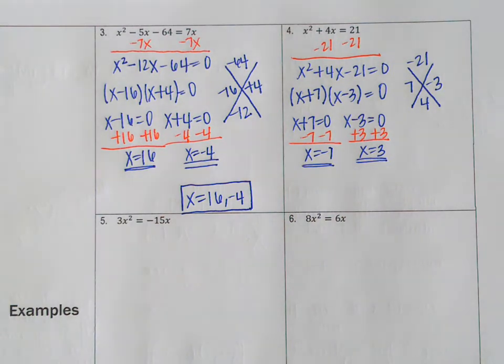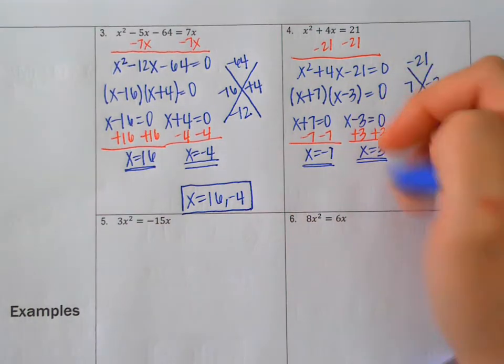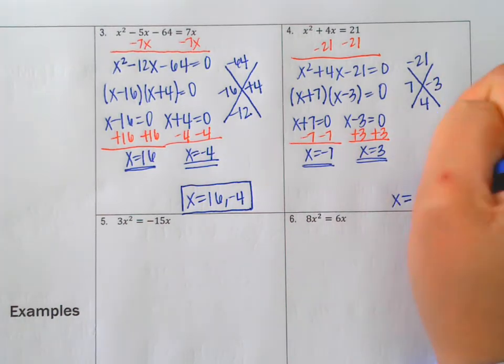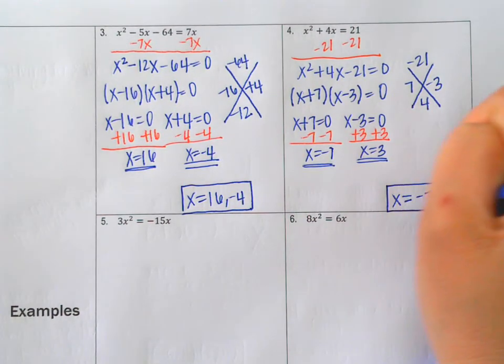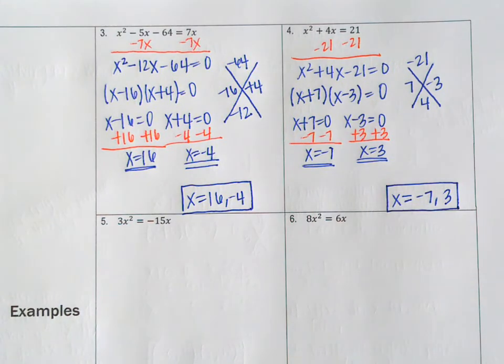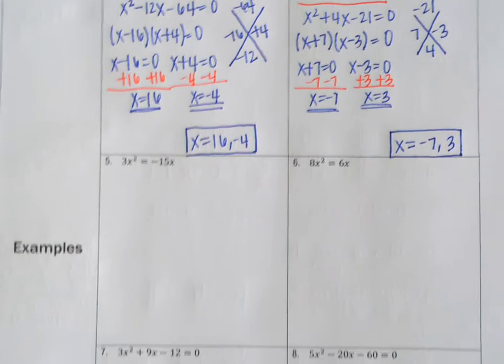That means my graph crosses the x-axis at both (-7, 0) and (3, 0). Or we can just write it as x equals -7, 3. And that is your final answer.